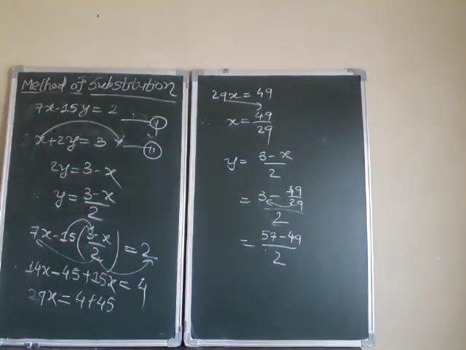Fine. 29 threes are, and that makes 57. Fine.